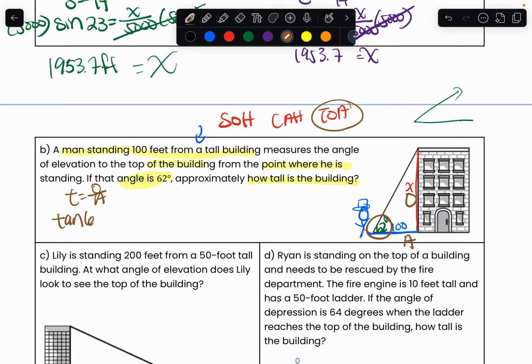Tangent of 62 equals opposite over adjacent. My opposite is my x, and my adjacent is 100. And this is how I should set it up. Now, next step, in order to isolate my x here, I need to multiply both sides by 100. So this way, on the right side, this cancels and gives me x. On the other side, tangent of 62 times 100 will give you your answer here as 188 feet. And that will be your answer of how tall the building was.